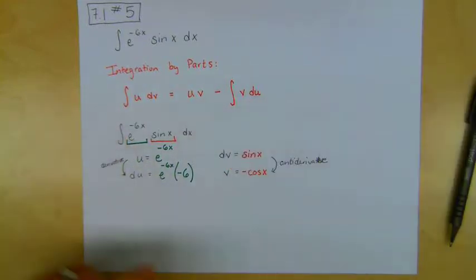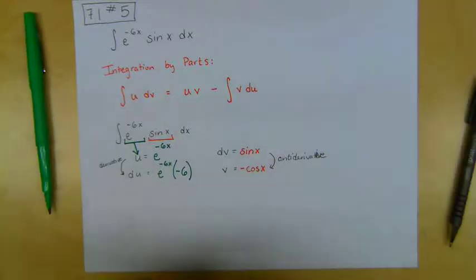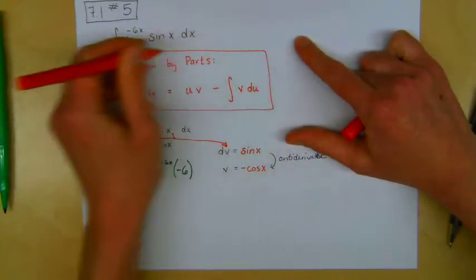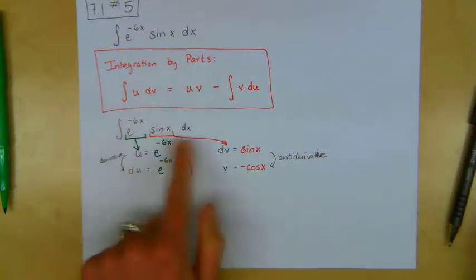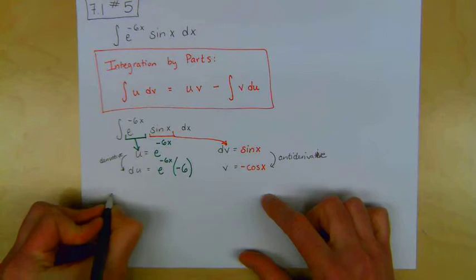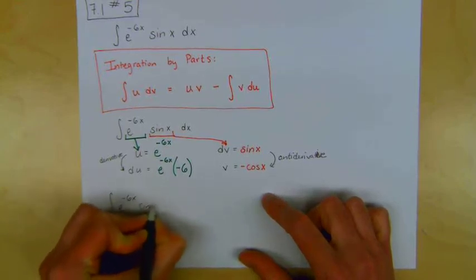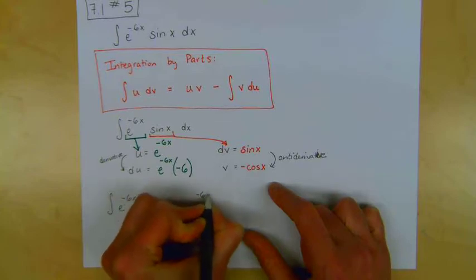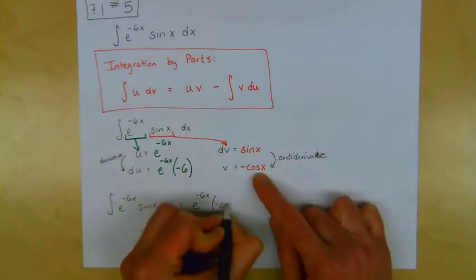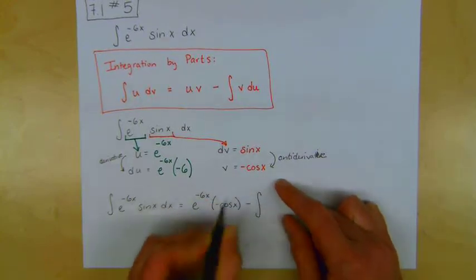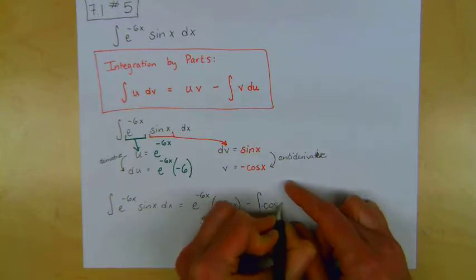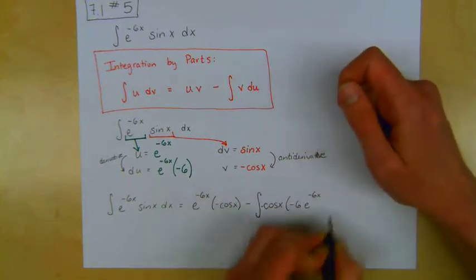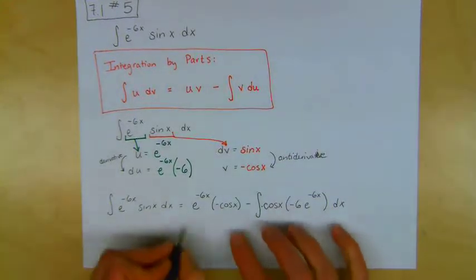So my original integral, I picked out my pieces. One of the pieces becomes u, one of the other pieces became dv. And looking back at this formula for integration by parts, I can now fill out the rest of the pieces. It means that my original integral is exactly equal to u times v. In this case, u is e to the negative 6x times v, negative cosine of x, minus the integral of v, which is negative cosine x, times du, which is negative 6 e to the negative 6x dx.